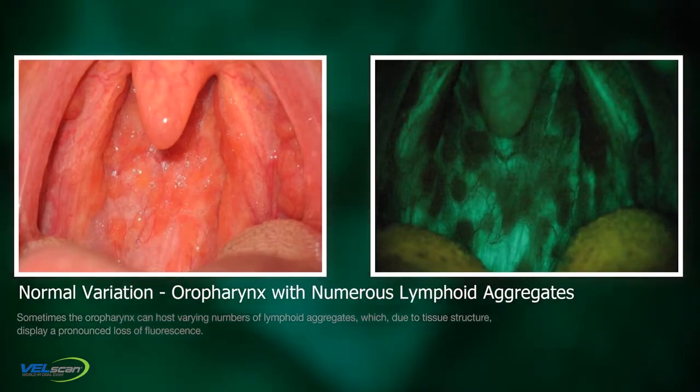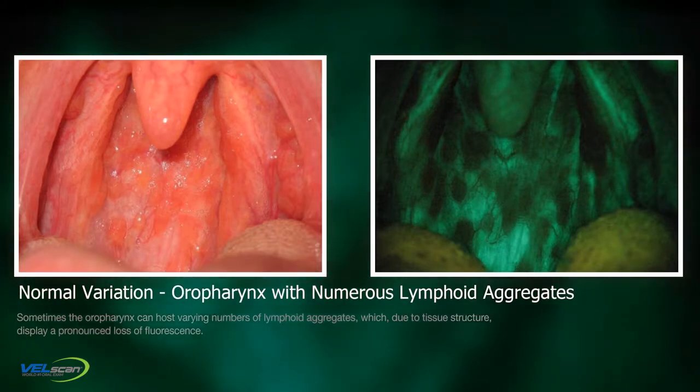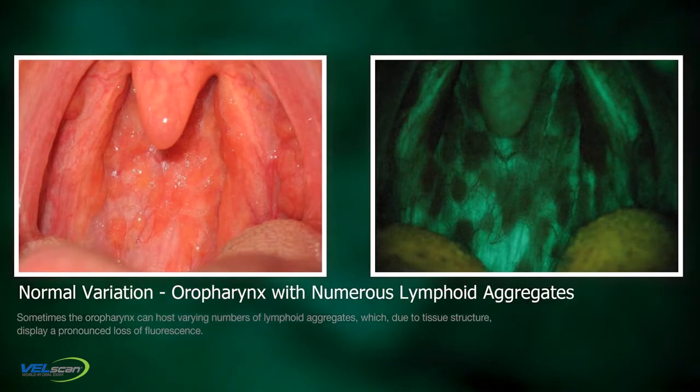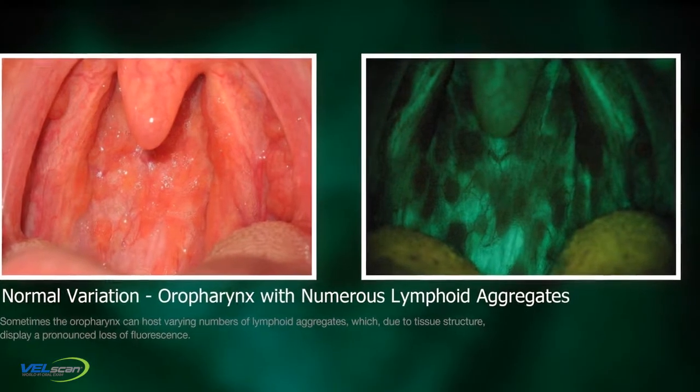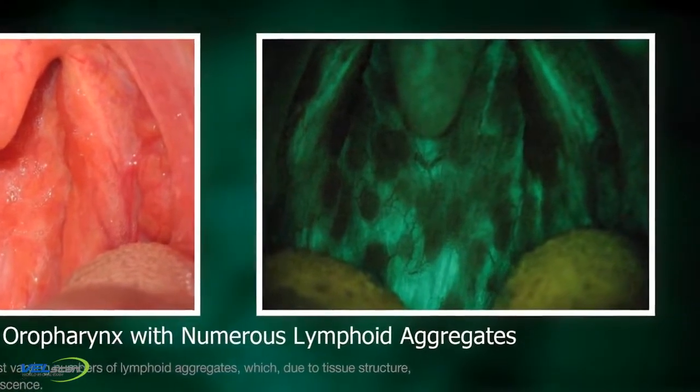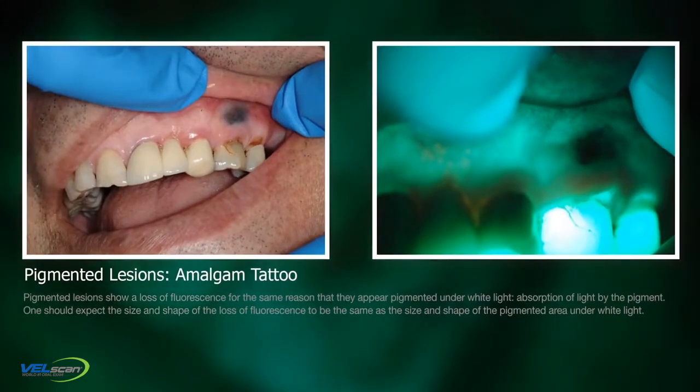Sometimes a normal oropharynx can host varying numbers of lymphoid aggregates, which, due to tissue structure, display a pronounced loss of fluorescence that does not signal serious pathology. On the other hand, a patient with a history of risk factors such as tobacco, alcohol, STDs, or immune system suppression is at higher risk of malignant disease of the aerodigestive tract, including the oropharynx. The presence of an irregular zone of loss of fluorescence should never be ignored.